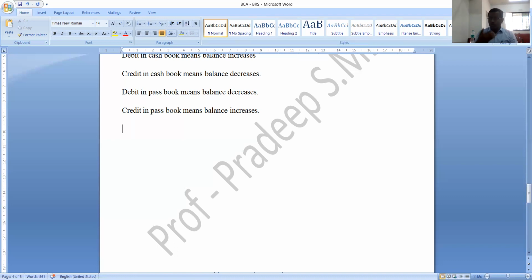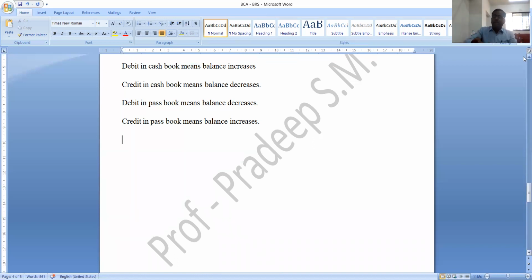reconciliation statement. Once again, we'll see what is the effect of debit and credit in the cash book and passbook. See here, debit in cash book means bank balance increases. Credit in cash book means bank balance decreases. Similarly, in the passbook, it is completely opposite. Debit in passbook means bank balance decreases, right? And credit in passbook means bank balance increases. Understood?